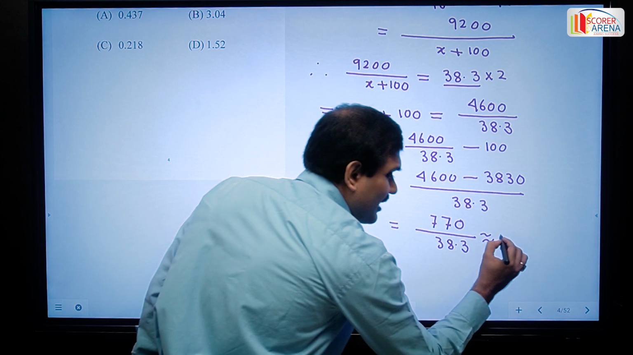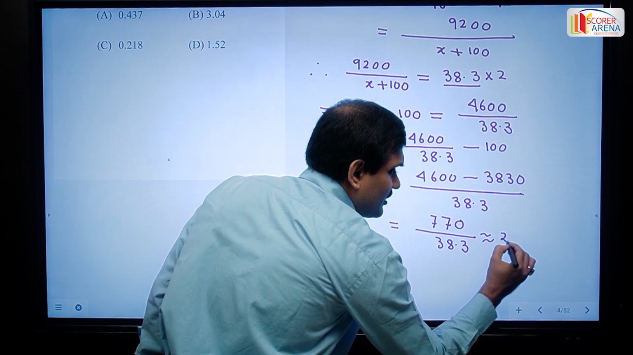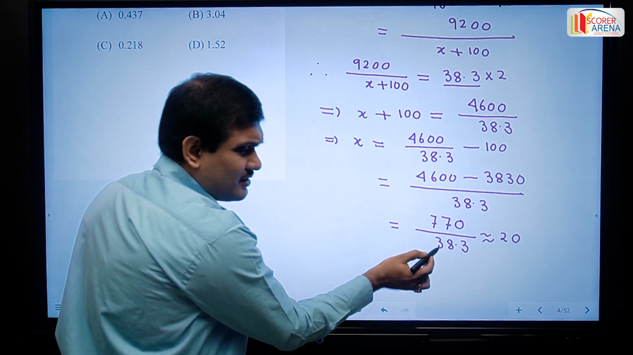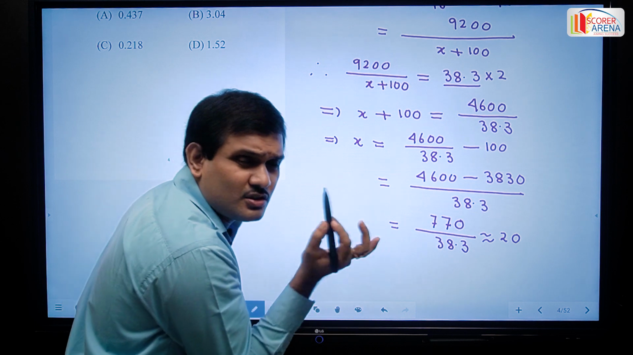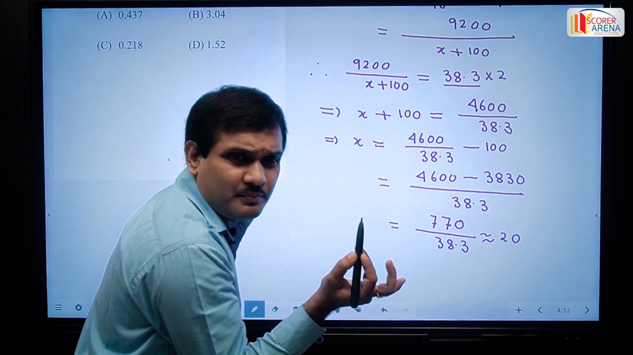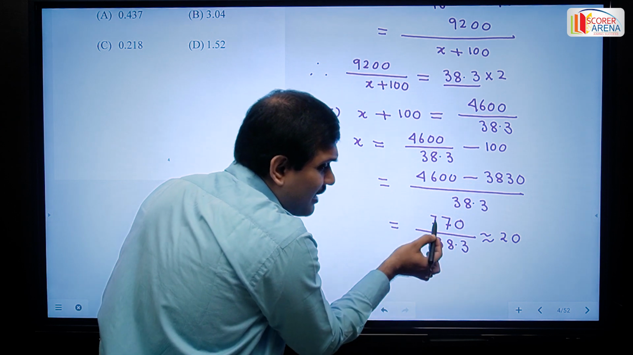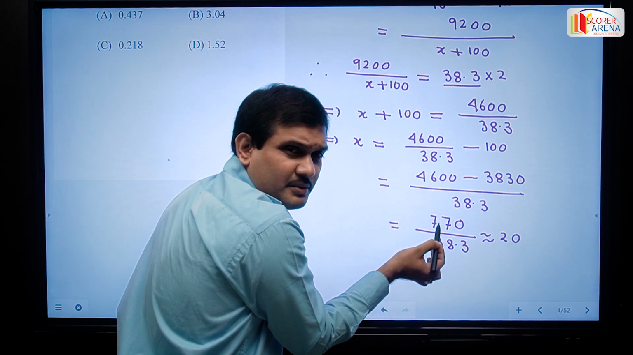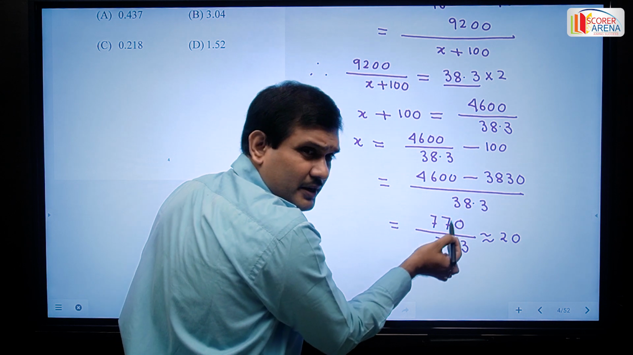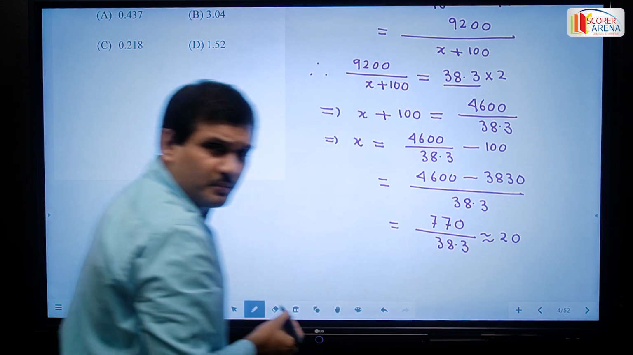To it will be approximately 20. Just 38.3. These things you have to apply in your examination paper. If you multiply it by 2, it will be approximately close to 77. So you can cancel it by 2, and for 10 it will be 20.